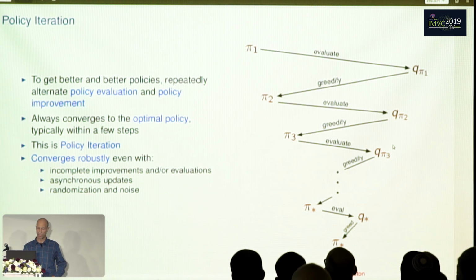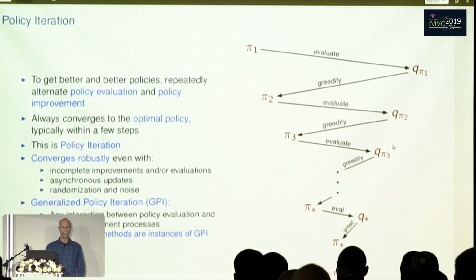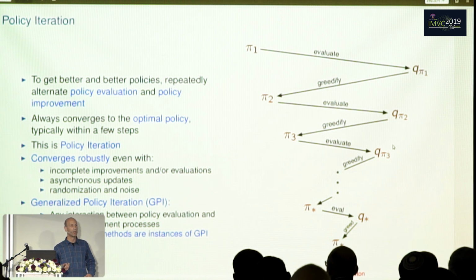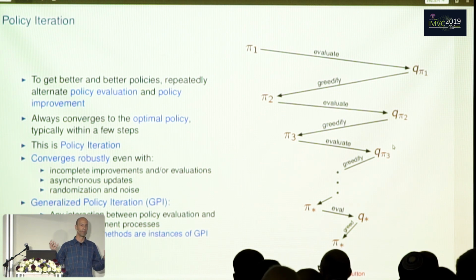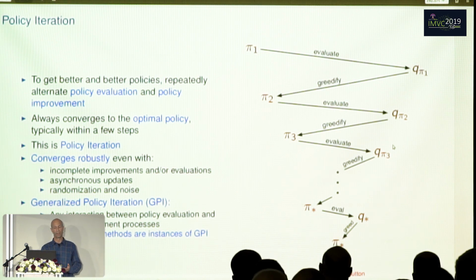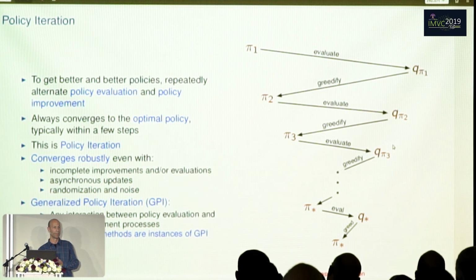likely converge. So therefore, there is a more general version of policy iteration called generalized policy iteration, which defines any interaction between a policy evaluation process and a policy improvement process. And the reason generalized policy iteration is important is because almost all RL methods that you might encounter are some instances of GPI, generalized policy iteration.